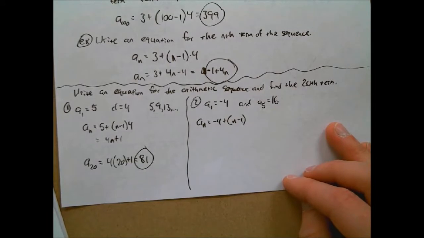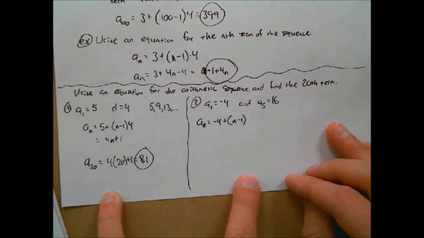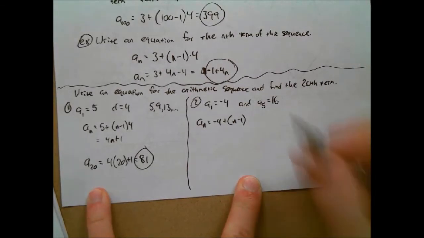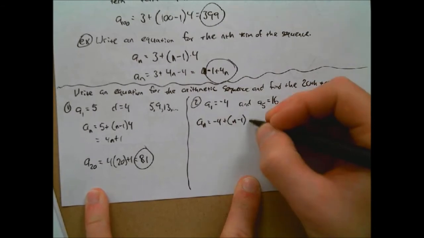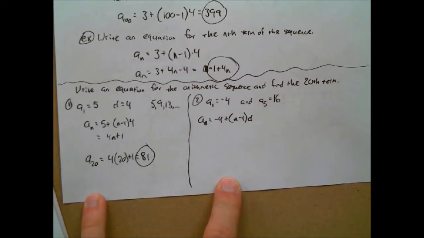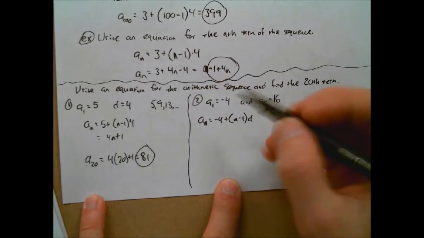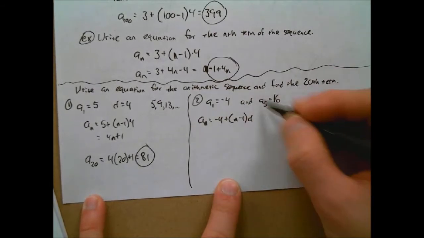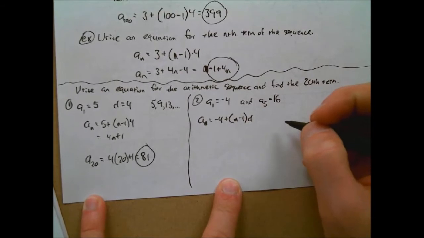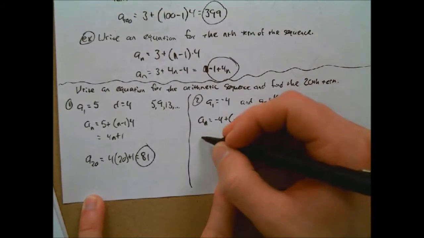Yes, Jen? Ah, okay. So we could use one of our points here, and then solve for the variable d. Exactly right. You can use the a sub 1 equals negative 4, or you could use the a sub 5 equals 16. Either one will work. So let's just use the 16 because Jenna wants to use that one.